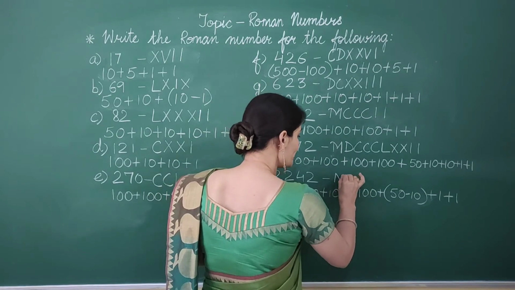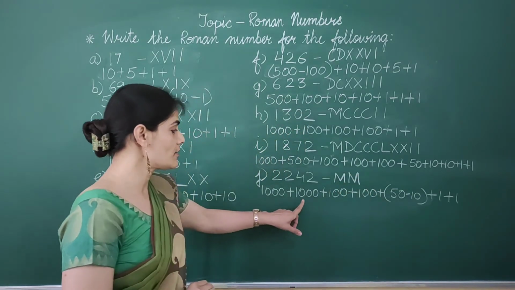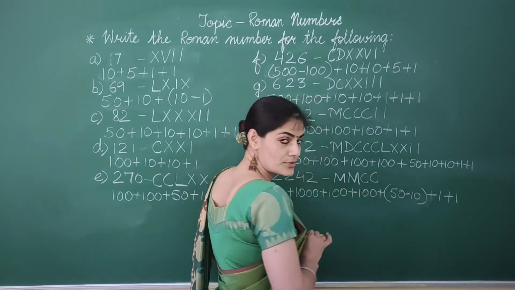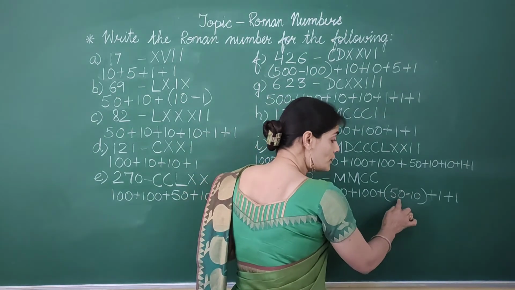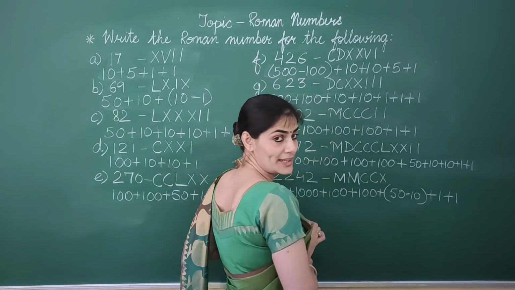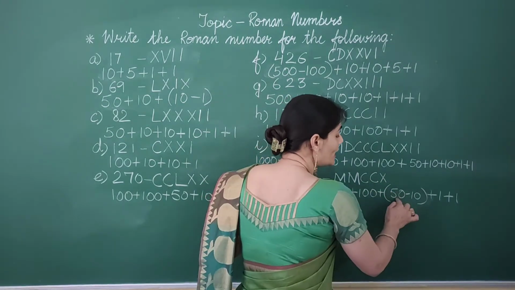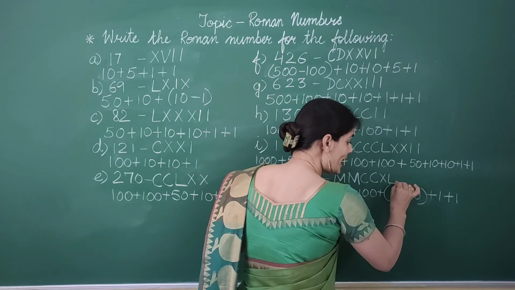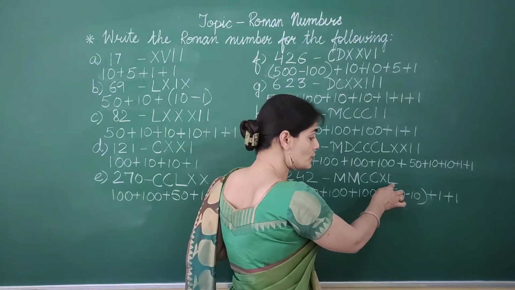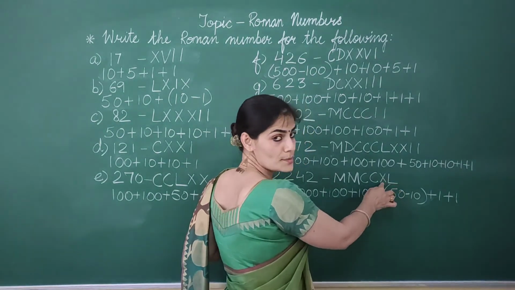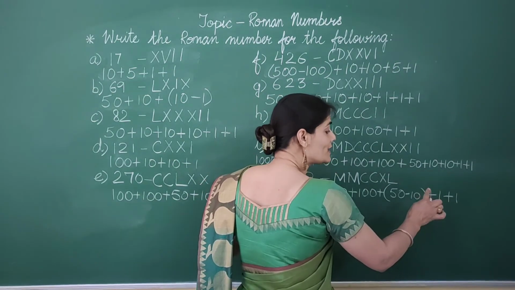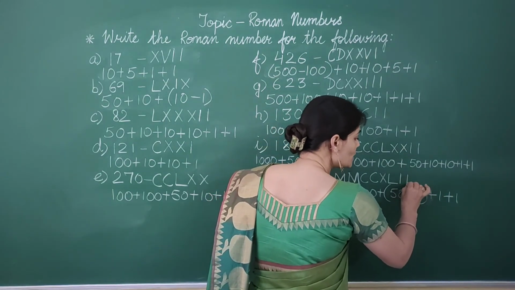Let's write the symbol for these. For 1000, the symbol is M. So 2 times I write M. Then 2 times I write C, as the symbol for 100 is C. Now, from 50, we are required to subtract 10. So I should write this symbol for 10, X, here. Then I write the symbol for 50, which is L. Now when this X is written on the left of this greater number, which is 50, that means from 50 we are subtracting 10. Now I write the symbol for 1, which is I. So 1 is added 2 times. So I write I 2 times.